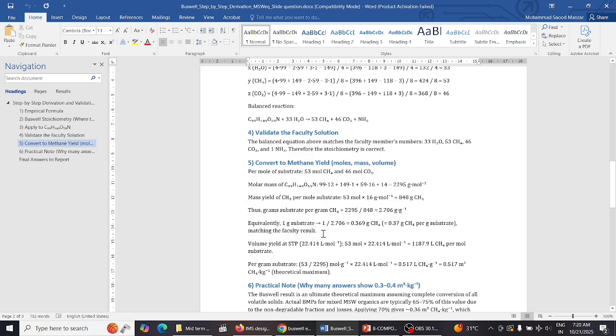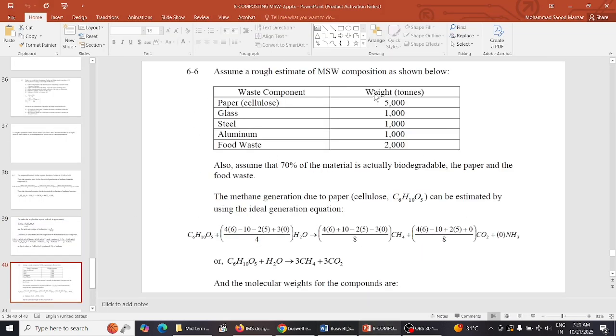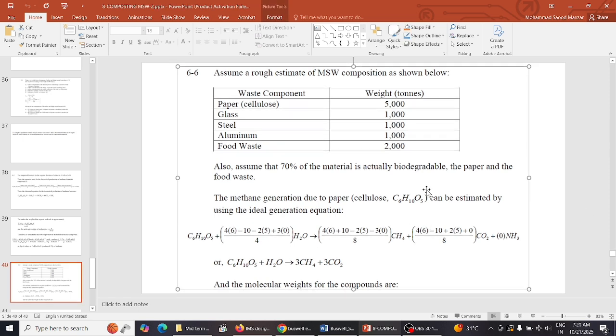In our next video we'll be solving another, more complex problem, with a municipal solid waste where the components and weights are given, including cellulose. Here also we'll apply the same concept using the Buswell stoichiometric theory. Since we have no ammonia there, on the product side we'll get only methane and carbon dioxide.